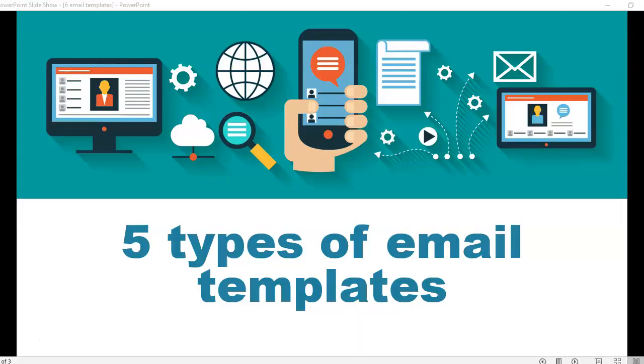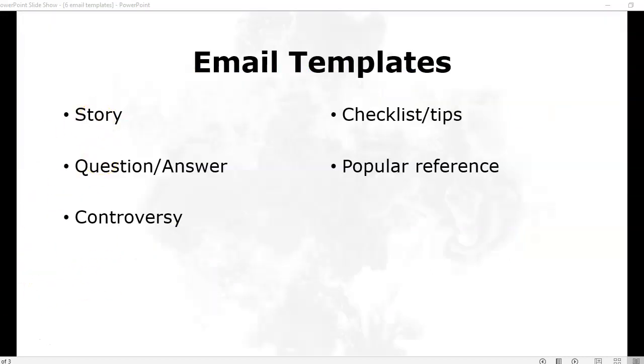Okay, so let's go back to our topic. As you know, copywriting is one skill that is really important since you'll be writing a lot of emails to your potential customers. It's important to know your audience and to adjust your offer to this same audience. So I'm going to give you 5 email templates that you can use in your marketing campaigns. Those are story, checklist or tips, question answer, popular reference, and controversy.